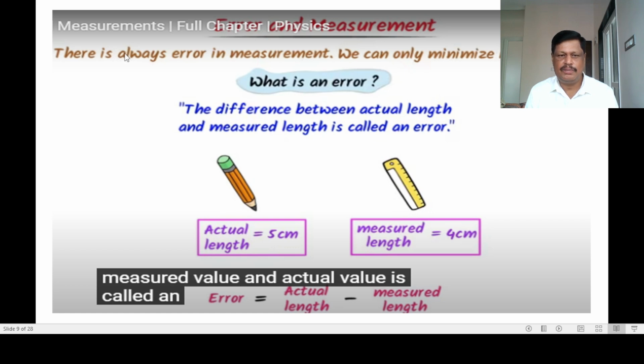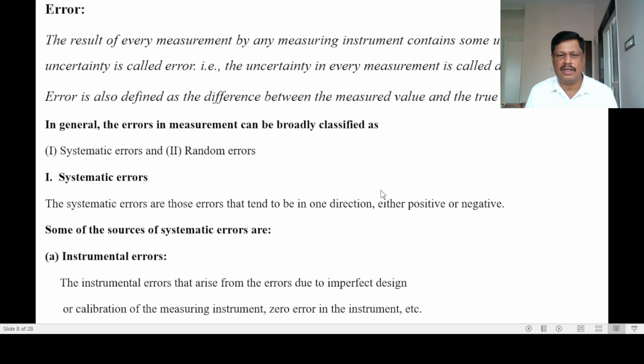For example, here the actual length of this pencil is 5 centimeter. A student measured using a meter scale, and the length of the pencil is found to be 4 centimeter. So the actual length of this pencil is 5 centimeter, the measured length is 4 centimeter. The difference between actual length and measured length is called an error.